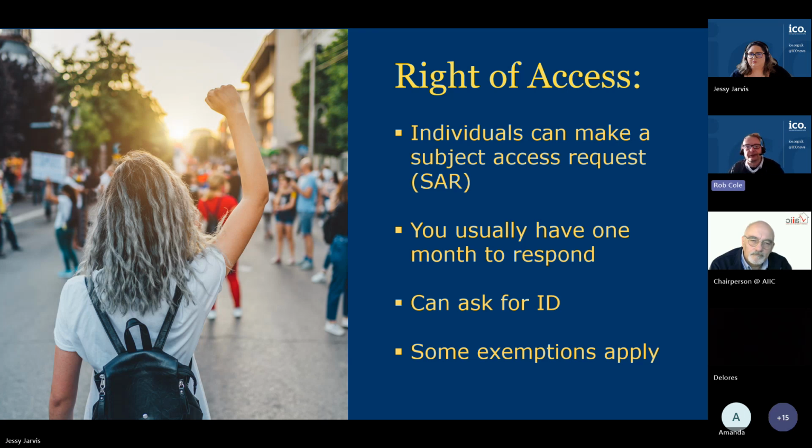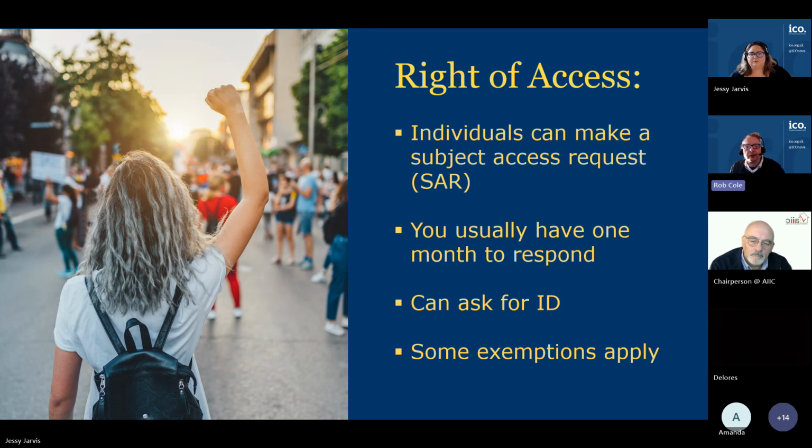A controller can ask for proof of identity if necessary, but if you do, you need to be careful because, for example, there's no point in asking for photo ID if you haven't got a photo or you don't know what the person looks like that you're dealing with. So only ask for data that you can verify. So again, if you haven't got someone's date of birth, there's no point in asking someone to provide the date of birth to you because you've got nothing to check it against anyway.